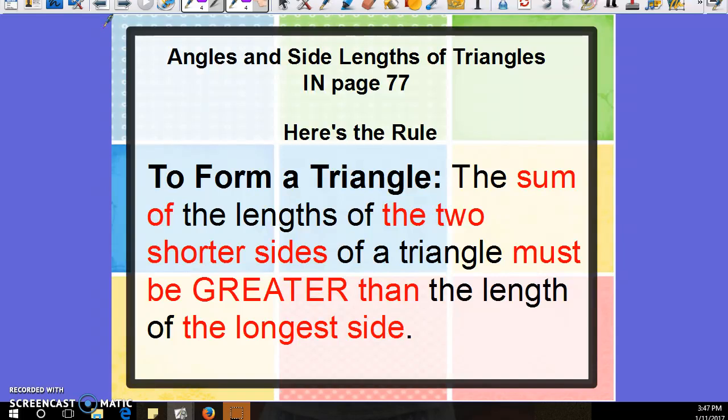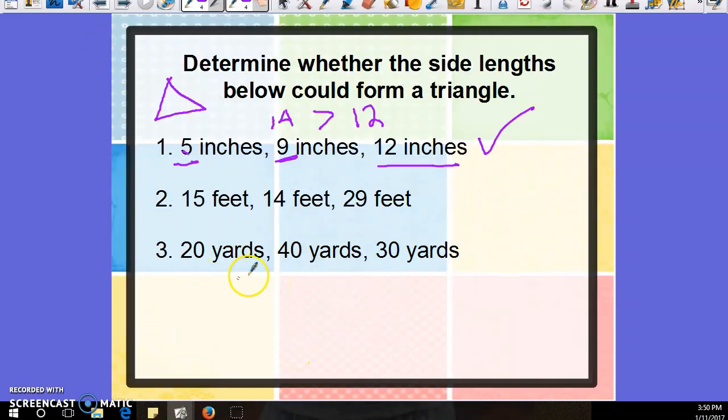The sum of the lengths of the two shorter sides of a triangle must be greater than the length of the longest side. Alright, so then for this one you have 15 feet, 14 feet, and 29 feet. So our two shorter sides would be 15 and 14. If you add this together, you get 29. 29 is equal to 29, which means it is not greater, so this cannot form a triangle.